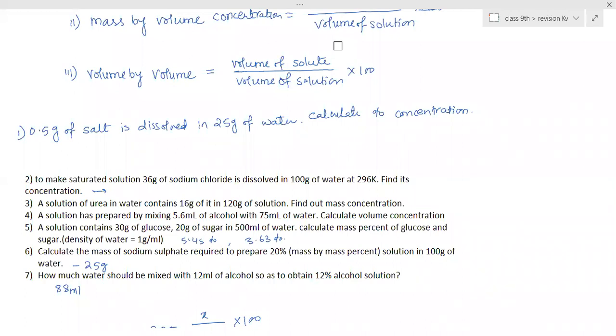Ma'am, for the second question, we wrote it in the beginning itself. Do it again. Okay. Ma'am, we have to write the questions also. Yes, you have to write the questions also.